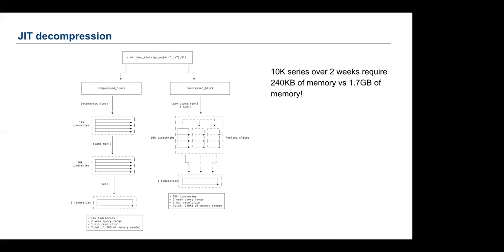And it's a very simple example. If you think about matching 100,000 time series, suddenly you need 17 gigs of memory. And this was a problem for a long time for us, and that's why we were memory bottlenecked.